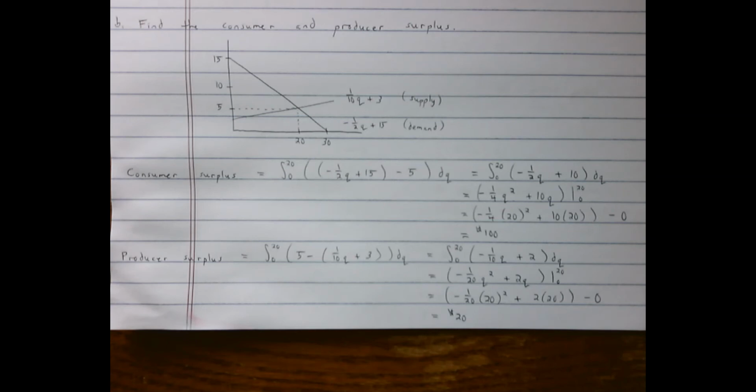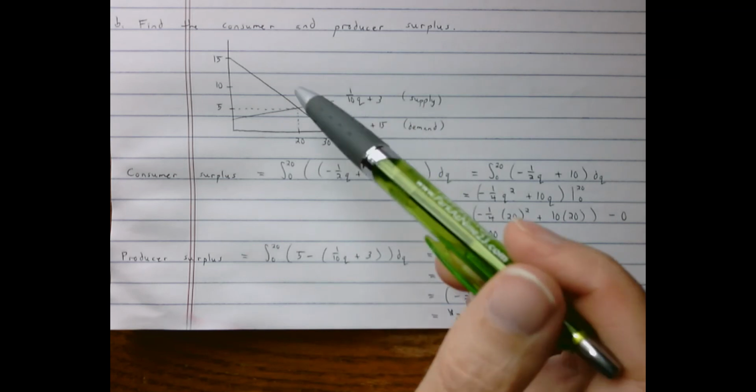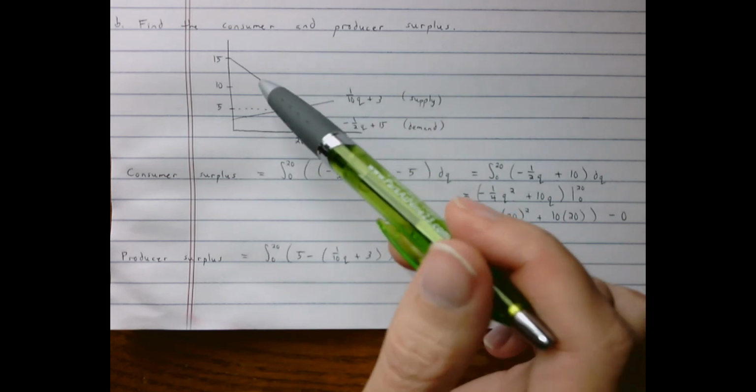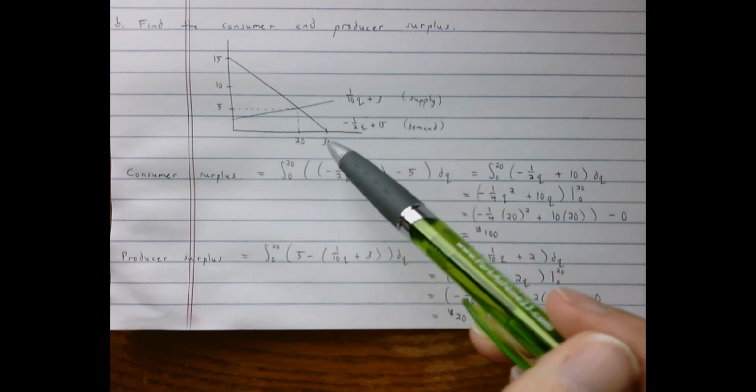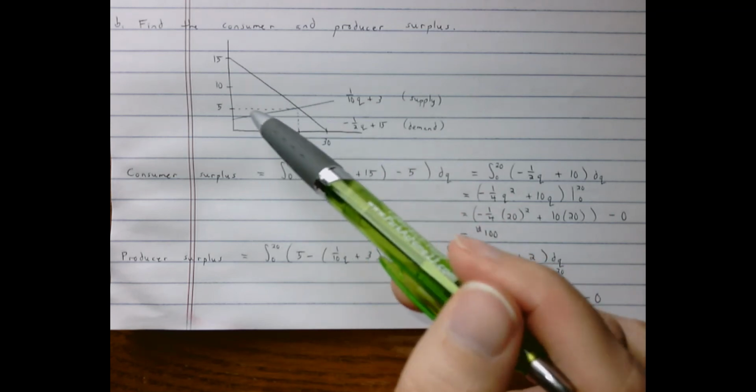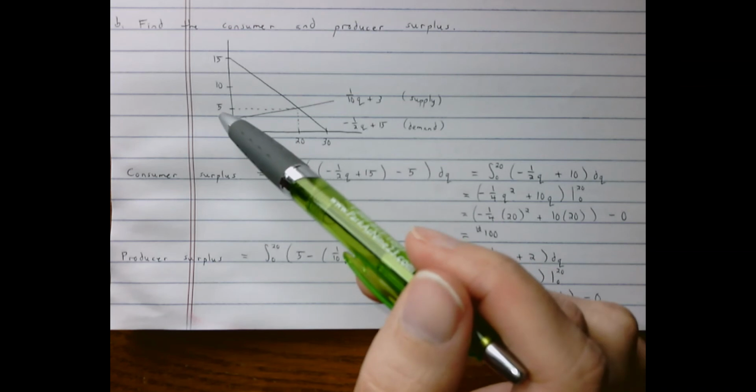What we need to do now is set up a definite integral to find the consumer and producer surplus. You see I've sketched the graphs of the supply and demand curves. They're both linear functions in this case. So let's start with the consumer surplus. We want to find the area of the region trapped between the demand curve, this line here, and the horizontal line at the equilibrium price of 5.